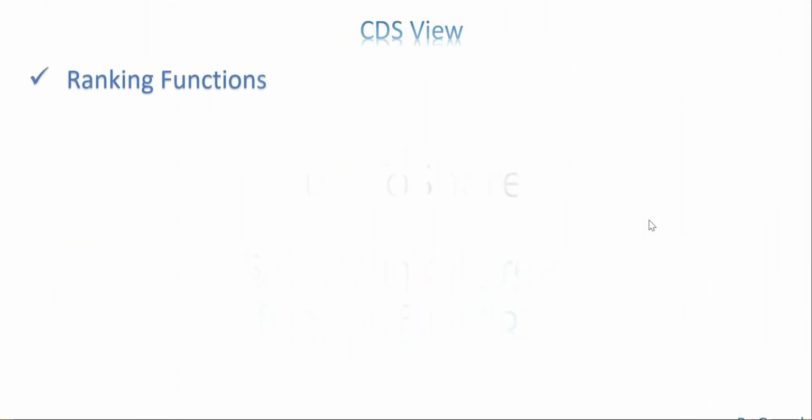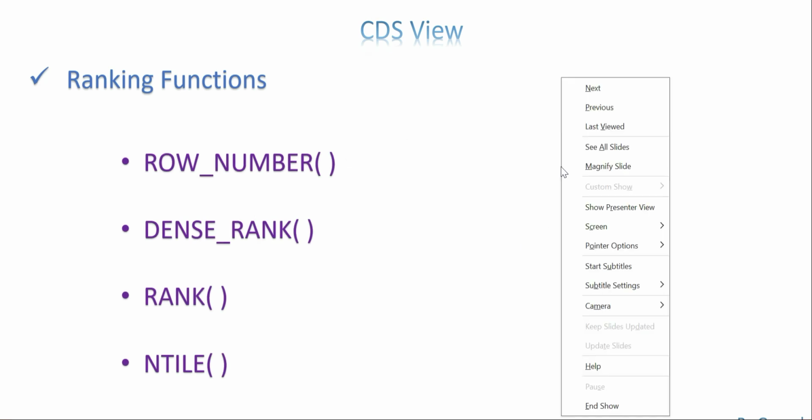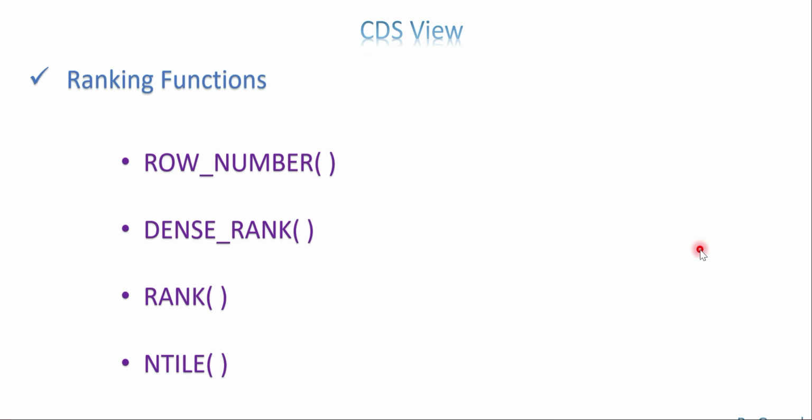So today we're going to see about 4 different SQL functions: row number, dense rank, rank, and ntile. So it depends on the versions. Again, you might have seen whether this is applicable for your versions or not.